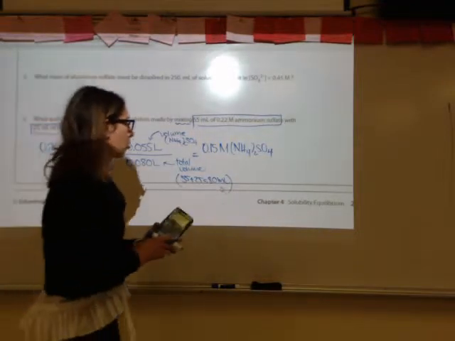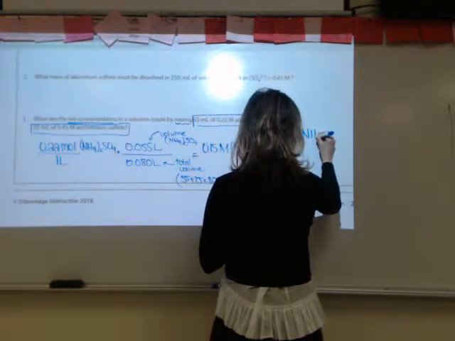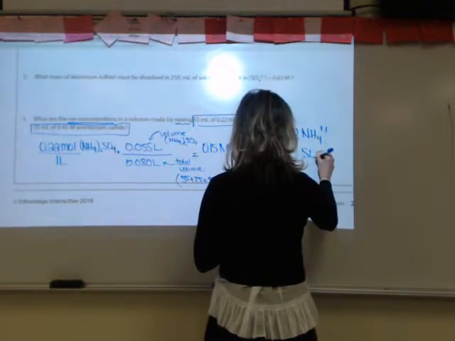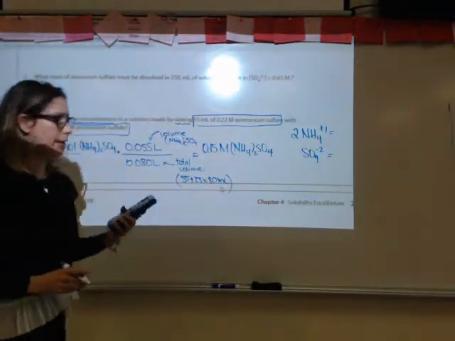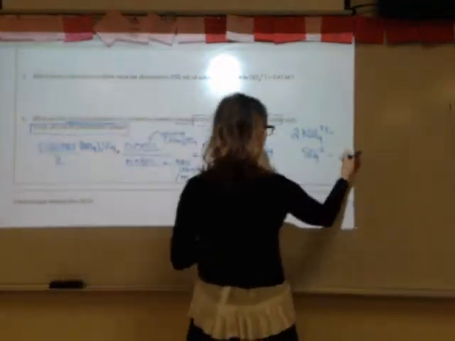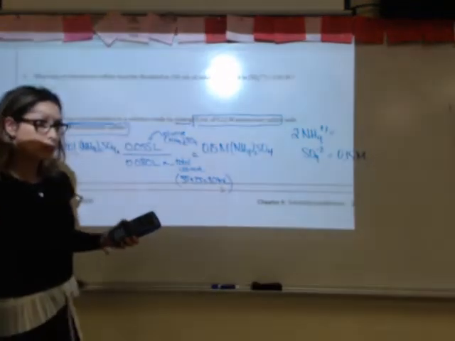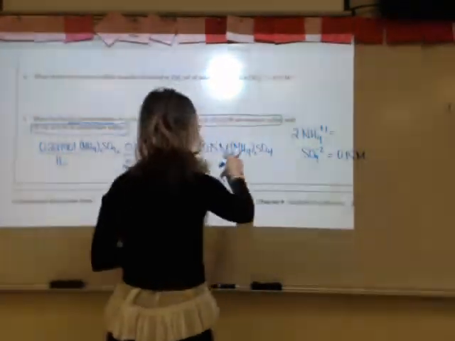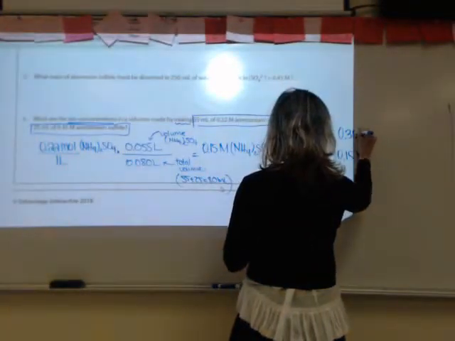Now, doesn't ammonium sulfate form two ammonium ions and one sulfate ion when it breaks down? So when this breaks down, if I'm going to get two ammonium ions and one sulfate ion, then what would the concentrations of those ions be? Wouldn't this just be 0.15? Because I only have one of them. And then this would be 2 times 0.15, which is 0.3. Agreed?